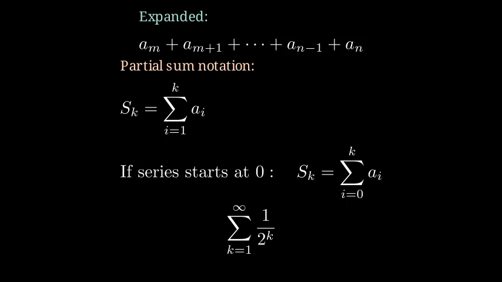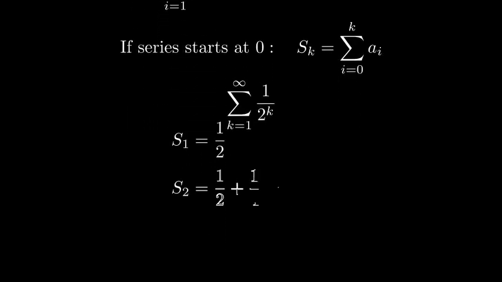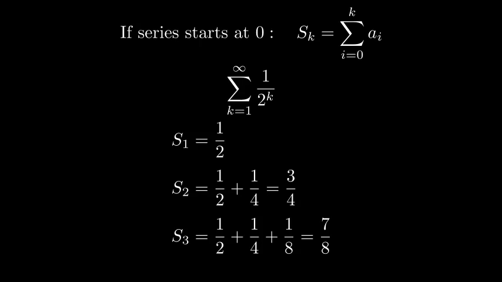Example, consider the sequence 1 over 2 to the k, starting at k equals 1. The series is the sum from k equals 1 to infinity of 1 over 2 to the k. Let's compute a few partial sums. The first partial sum is s1 equals 1/2. The second partial sum is s2 equals 1/2 plus 1/4, which is 3/4. The third partial sum is s3 equals 1/2 plus 1/4 plus 1/8, which is 7/8.